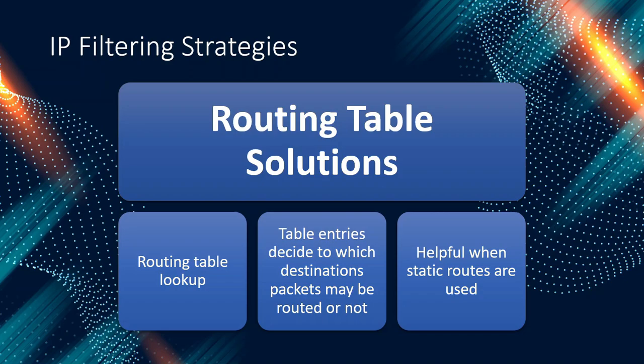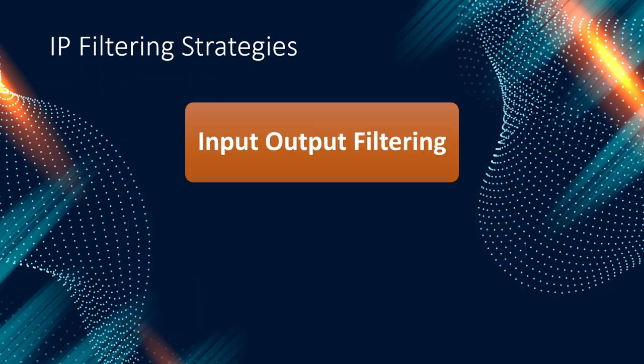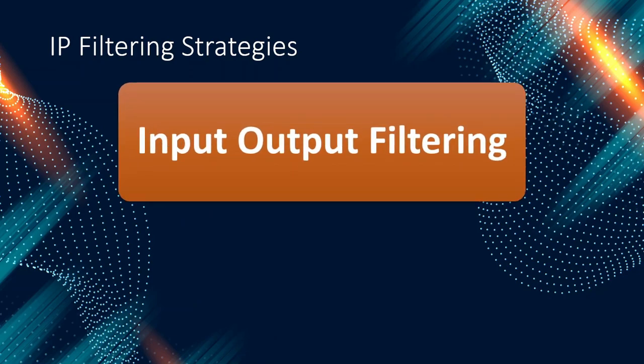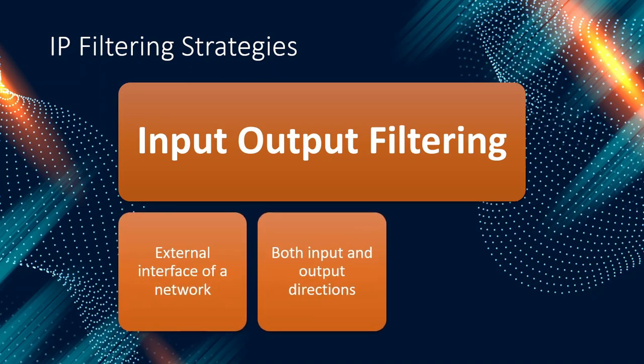That means it should be followed as specified in the table and must be in a single protocol. Dynamic routes are not specified in the routing table and depend on the network, so they can't be used in the routing table solutions. Next comes input-output filtering. In this schema, filtering is done on the external interface of a network in both input and output directions. This one comes directly from the syntax of the IP filtering rule set, as the second parameter in the rule set defines whether the packet is inbound or outbound.